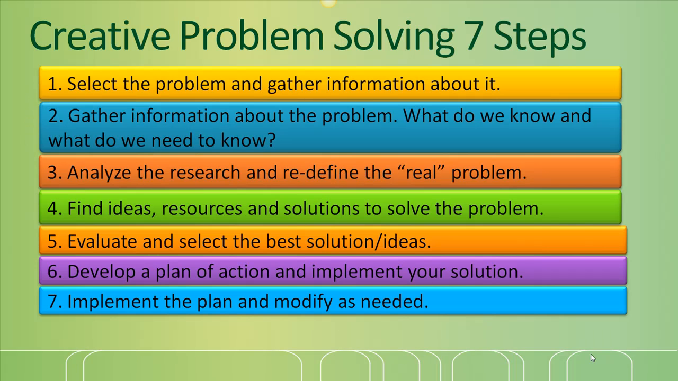Let's quickly review the steps again. Number 1 is select the problem. Number 2 is gather more information about the problem. 3 is analyze the research and redefine the real problem. 4 is find ideas, resources, and solutions to solve the problem. 5 is evaluate and select the best solutions or ideas. 6 is develop a plan of action and implement your solution. And 7 is implement the plan and modify as needed.